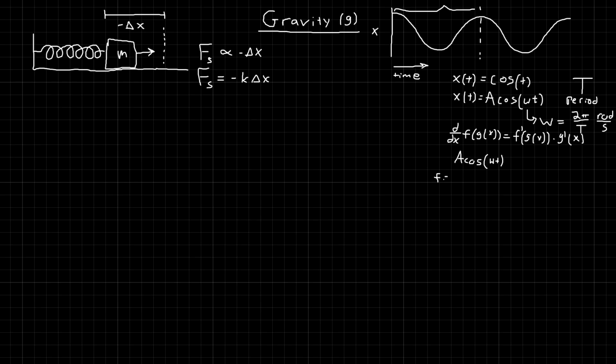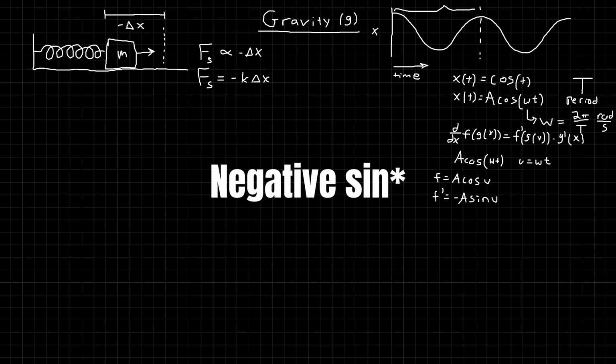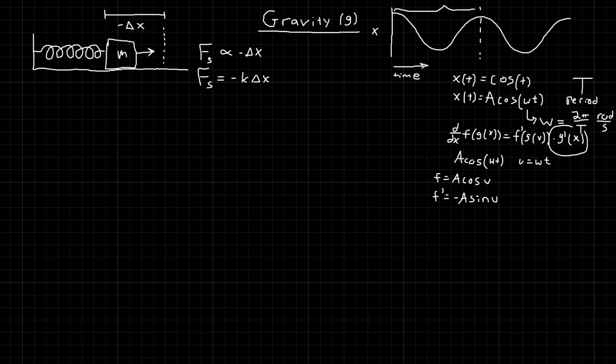So f in this case is going to be equal to a cosine u, and we'll let u equal wt, or omega t. And the derivative of this would just be negative a sine u, and this is because the derivative of cosine is negative sine. So now we just need to multiply this by the derivative of g of x, and g is going to be omega times t. So that means that the derivative of g will just be w, or omega, because we're differentiating with respect to t.